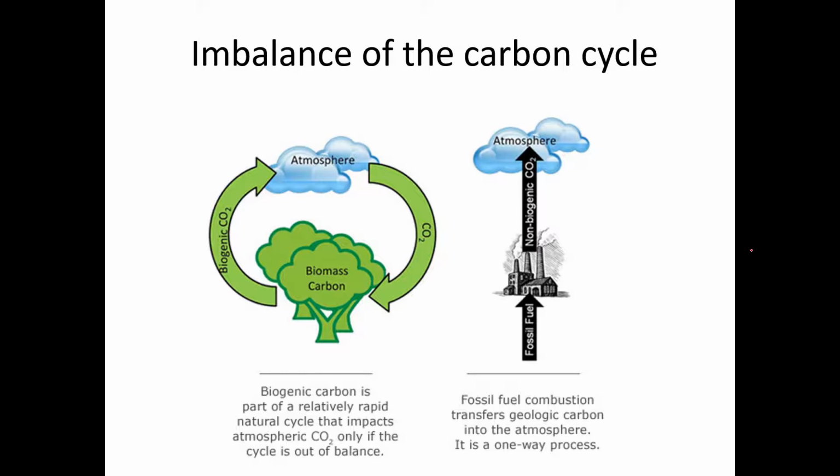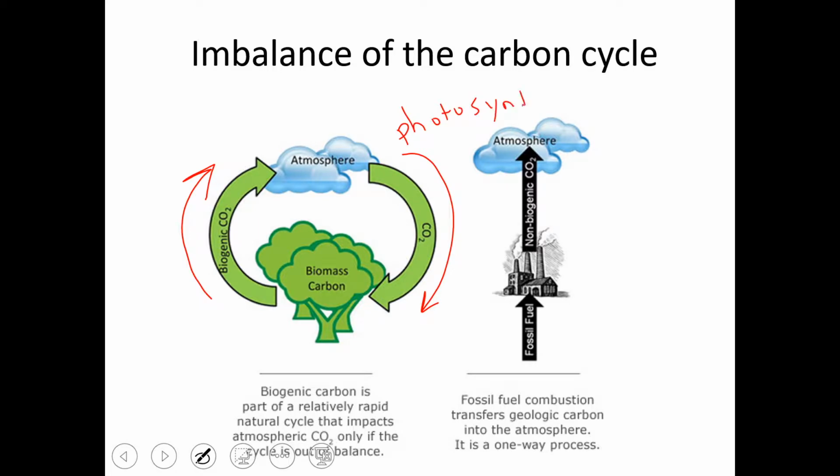So, before humans started digging up fossil fuels, the amount of carbon dioxide that was being released into the air was roughly balanced by the amount that was being pulled back out of the air. Out of those two green arrows on the left, which one do you think represents photosynthesis? If you guessed this arrow here, you're correct.